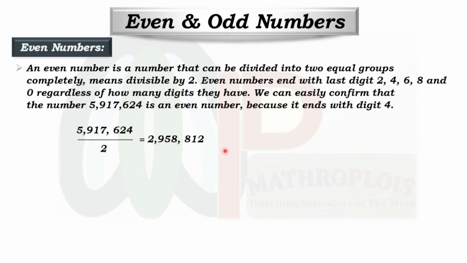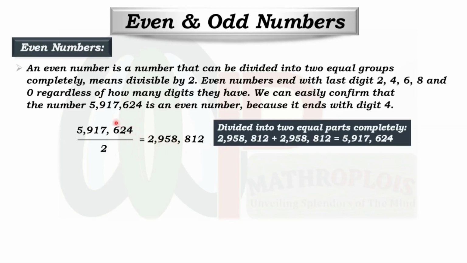We can also say that the number 5,917,624 can be divided into two equal parts completely. That is, 2,958,812 plus 2,958,812 is equal to 5,917,624. So remember that all numbers that end with last digits 2, 4, 6, 8, and 0 must be even numbers.